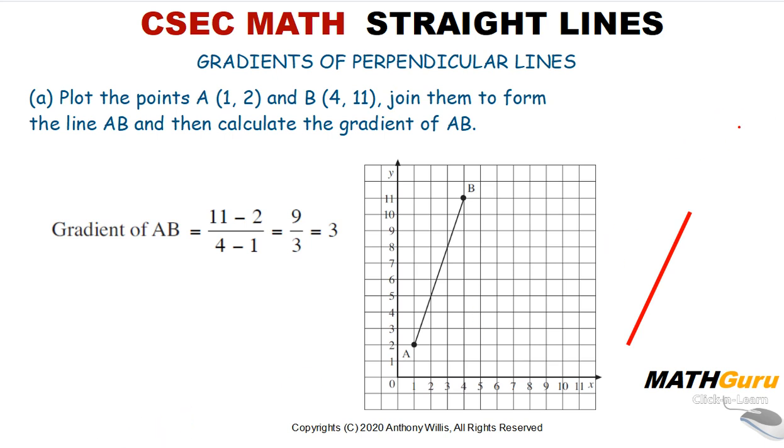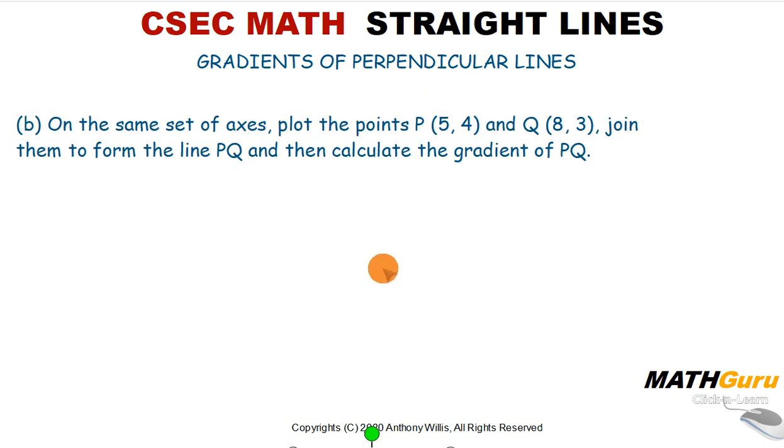Let's pause the video. Continuing part B of the problem, on the same set of axes, plot the points P, 5, 4, and Q, 8, 3. Join them to form the line PQ, then calculate the gradient of PQ.